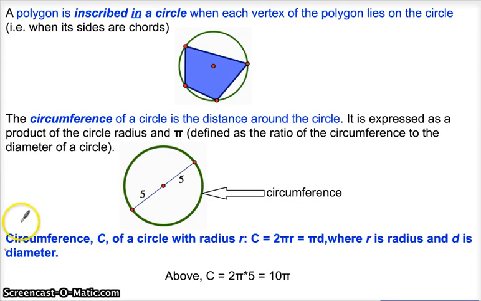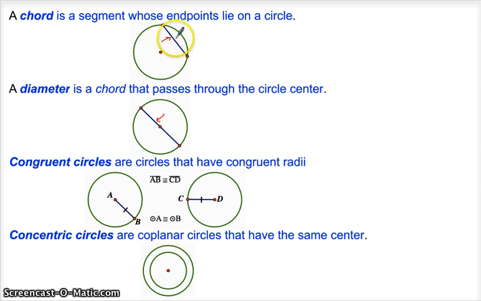All right, more terms. And if you want to rewind and go back and look at these again, not a bad idea. I left the center on these for no particular reason other than to show you that the center doesn't necessarily have to have anything to do with certain things. Kind of like on this one, this chord here does not go through the center. It usually doesn't. If it does, it's called a diameter.